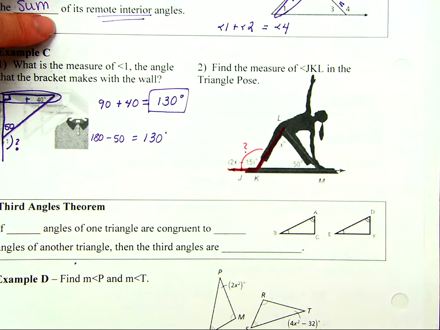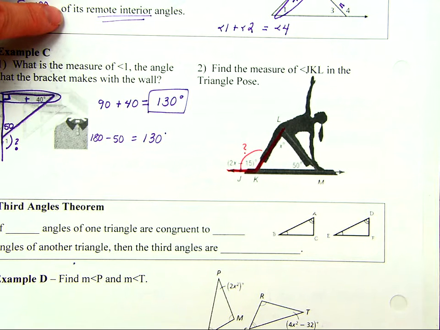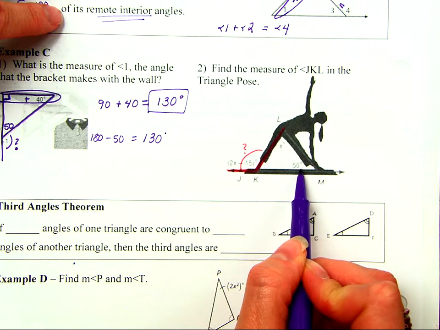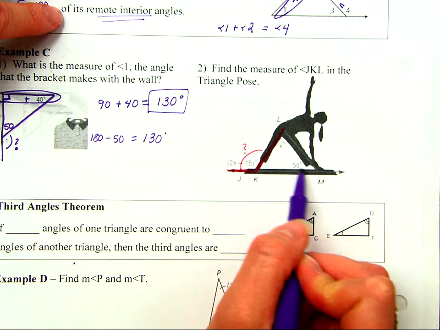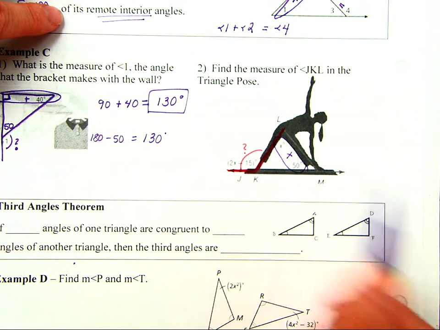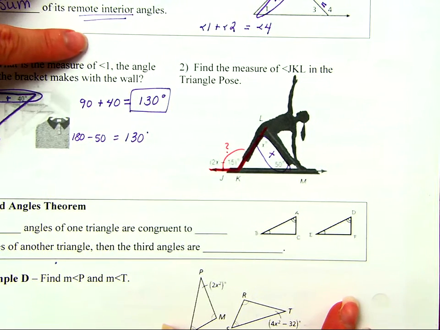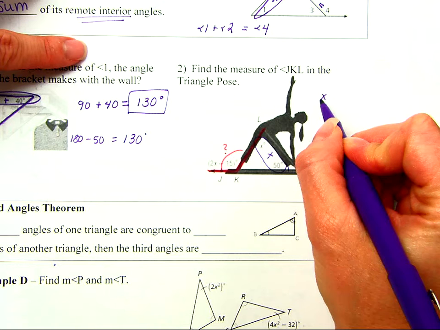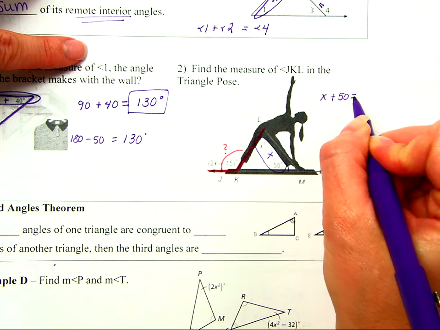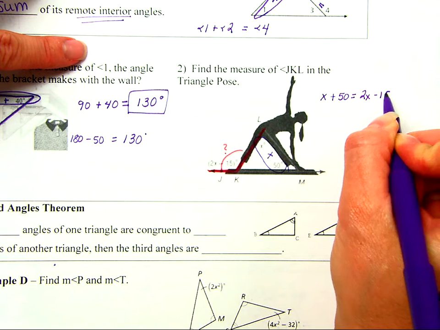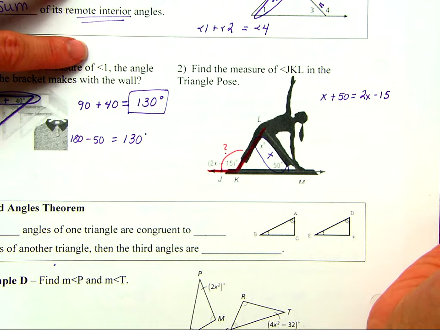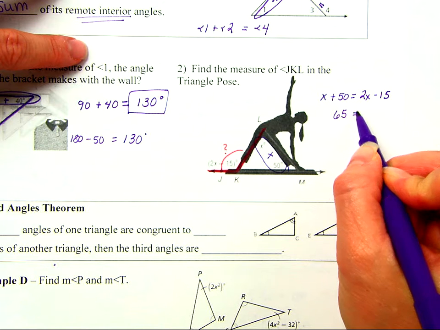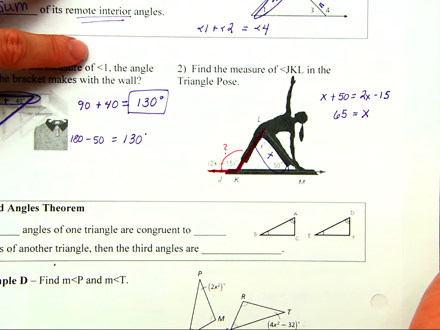With my triangle, the easiest way to go about solving this is going to use my remote interior angles. Because again, these are remote interior. If I add them together, it should give me my exterior angle. So I could set up my equation as x plus 50 equal to 2x minus 15. If I'm going to solve this, I would add 15 to both sides, I would subtract an x, and I would find out x is 65.